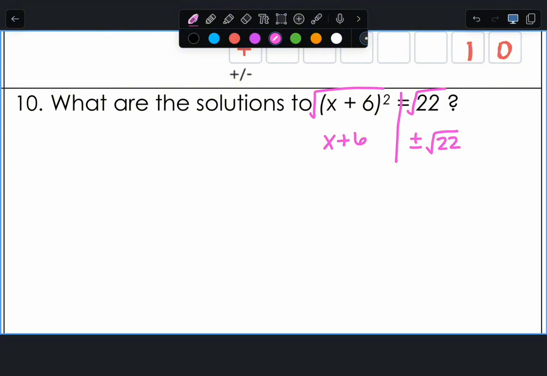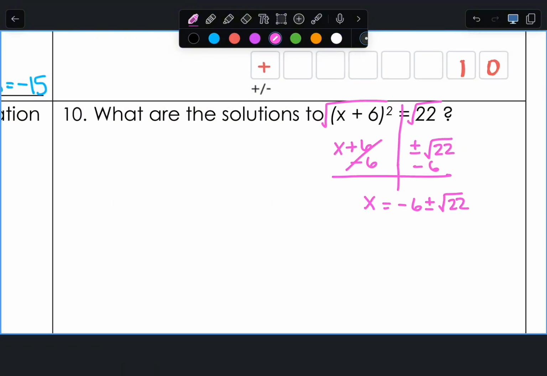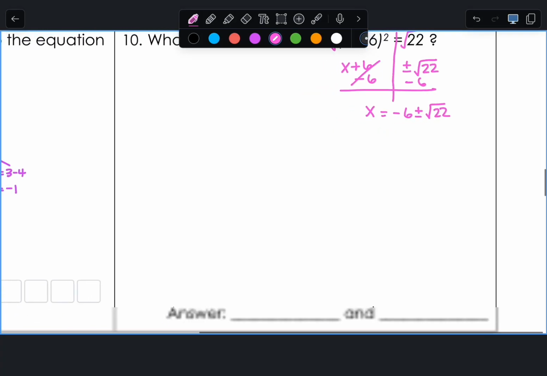So how do I move 6 over? Minus 6. So we get with this one, negative 6 plus or minus the square root of 22. So you could say that your answers are negative 6 plus the square root of 22 or negative 6 minus the square root of 22.